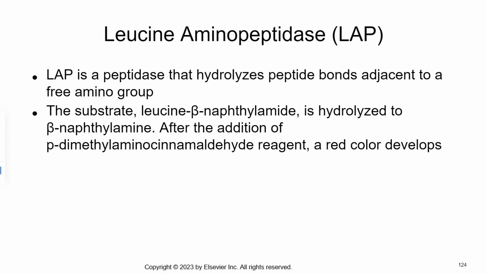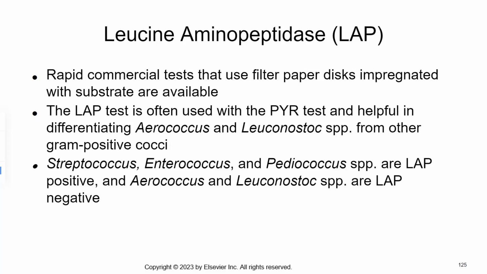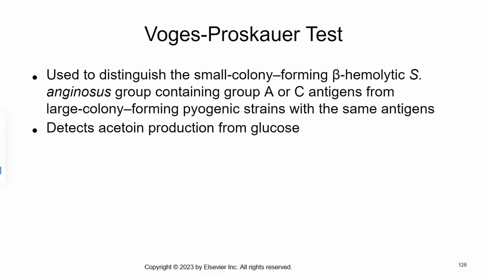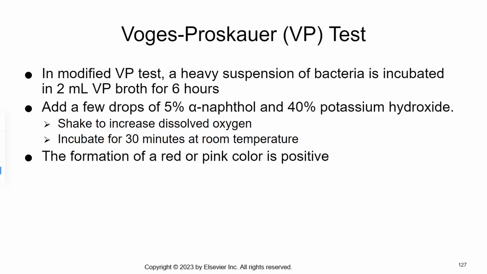Leucine aminopeptidase is another test. I have never seen this performed clinically, but this is another test that you can read through. It helps differentiate Aerococcus and Leuconostoc species from other gram-positive cocci. The VP test I've seen more commonly with enteric pathogens. And you can read a bit more about this test.